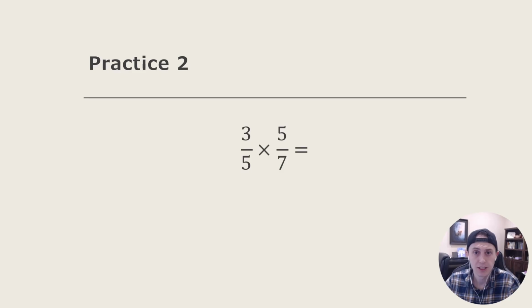Pause it again and I'll let you do it. So what's the first thing we do? Check to simplify. 3/5 and 5/7 are already simplified individually, so that's good.